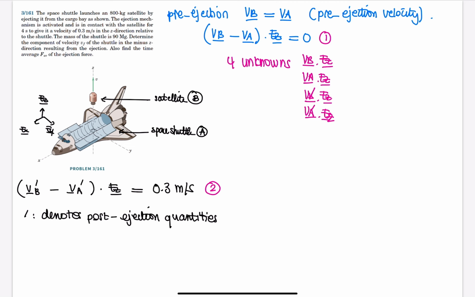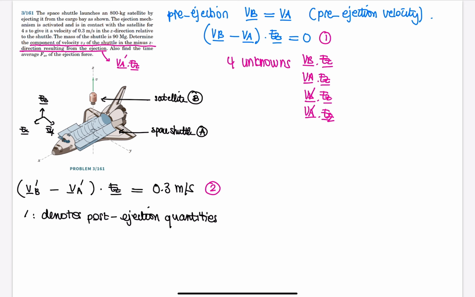Okay, so then we need more equations to be able to find the velocity component Vf of the shuttle in the minus z direction resulting from the ejection. So basically what they want here from this sentence is VA prime dot EZ, sorry, that's what they want. That's the first part of the question. We'll deal with the ejection force later.